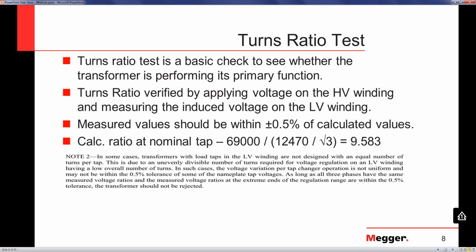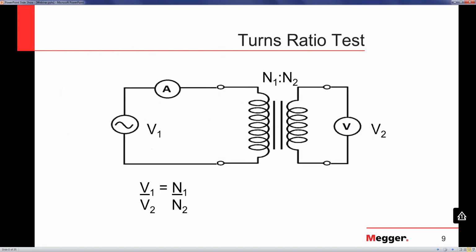How are the values calculated? We look at the rated voltages, the tap voltage is given on the nameplate, and we calculate the values on a phase by phase basis. And that's the reason you see a factor of square root of 3 there. It's because the low voltage winding is a Y connected winding, and since we are looking at the phase voltages, we need to look at the line to neutral voltage and not the line to line voltage. That's the reason we divide the line to line voltage by a square root of 3 factor.